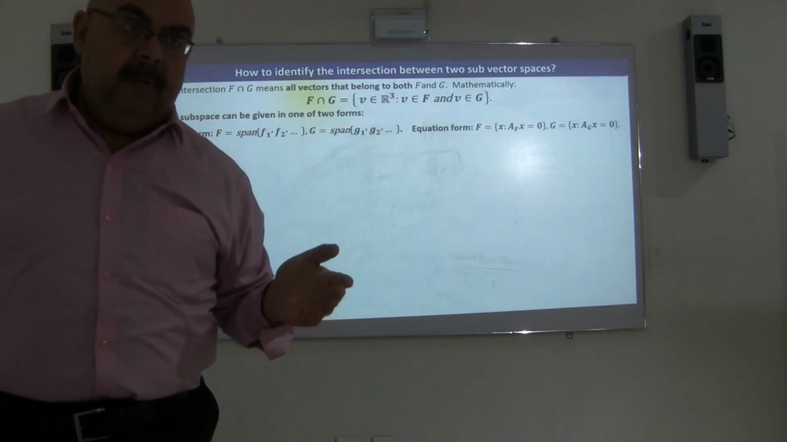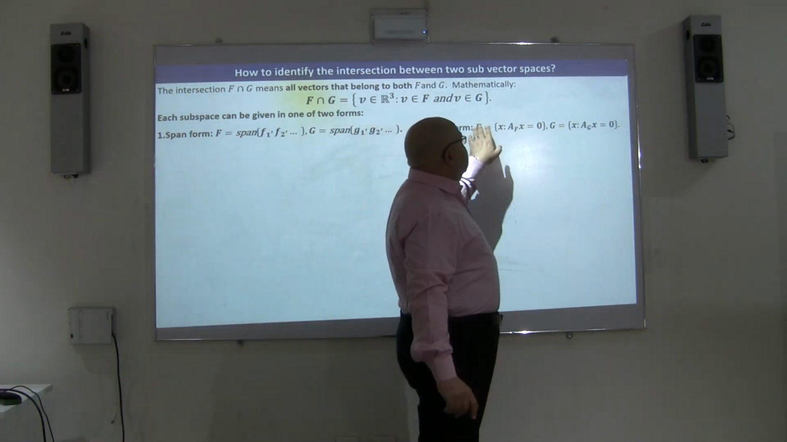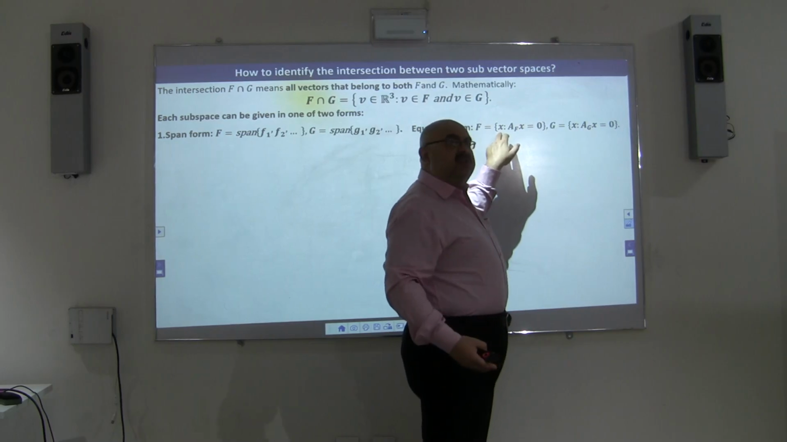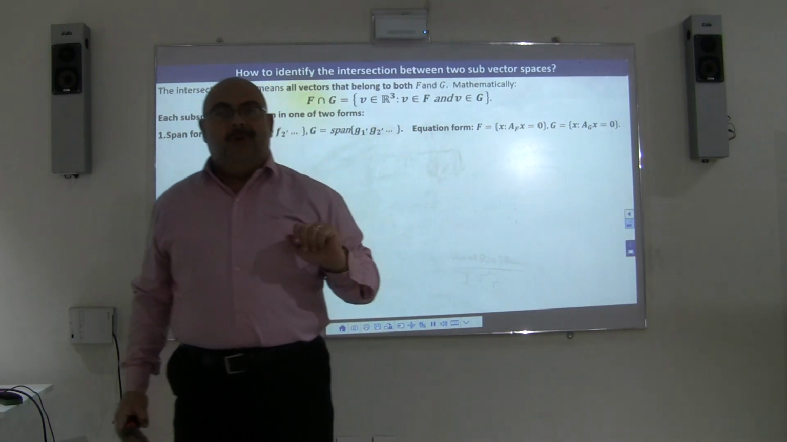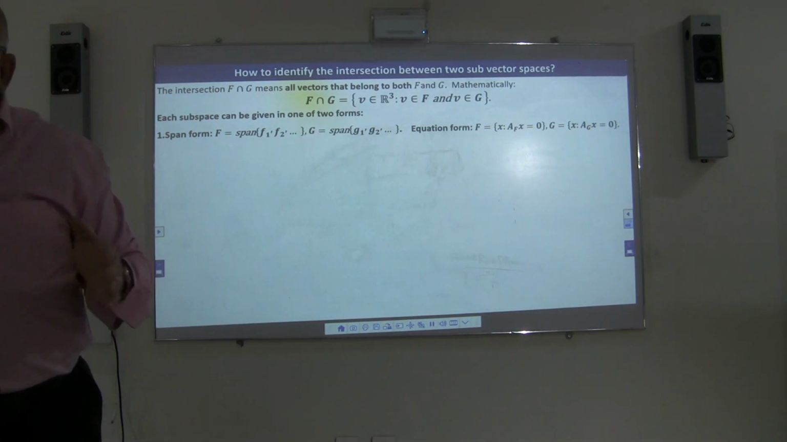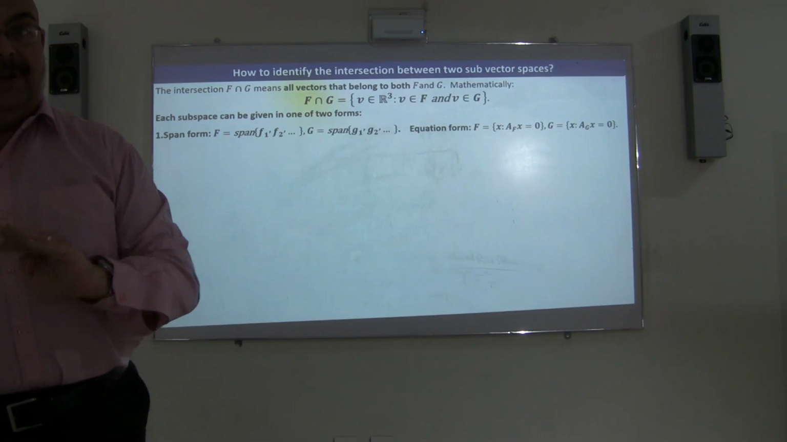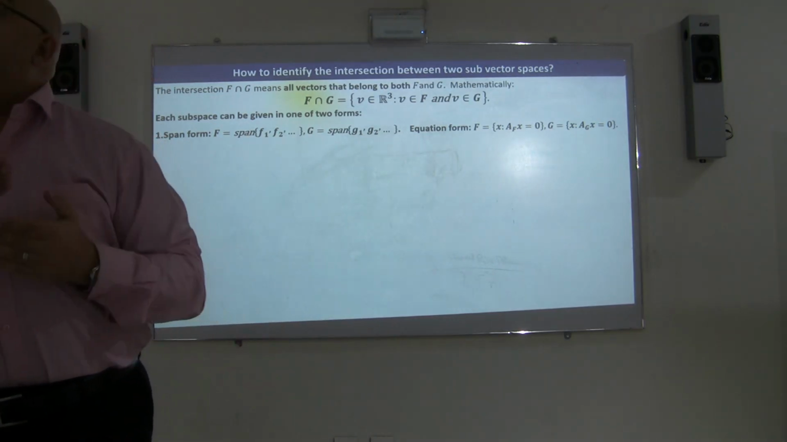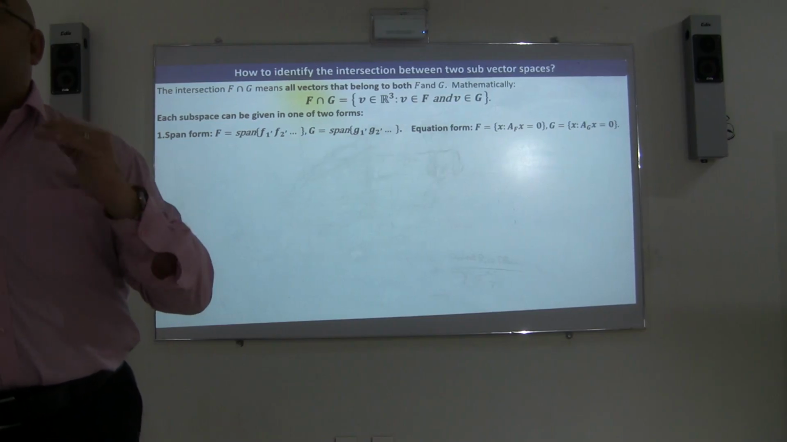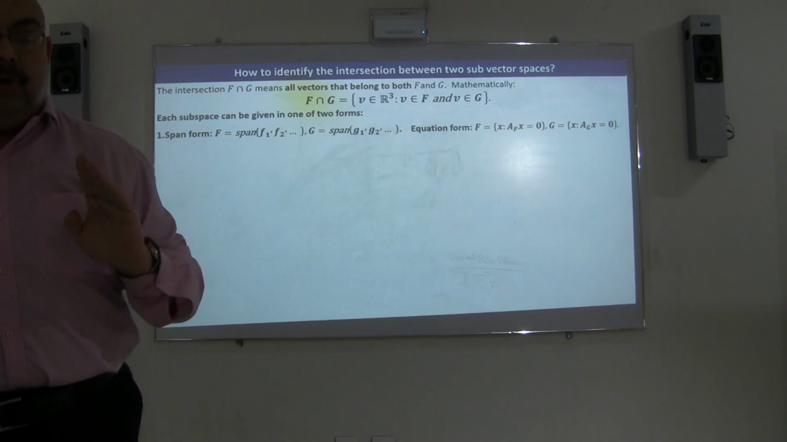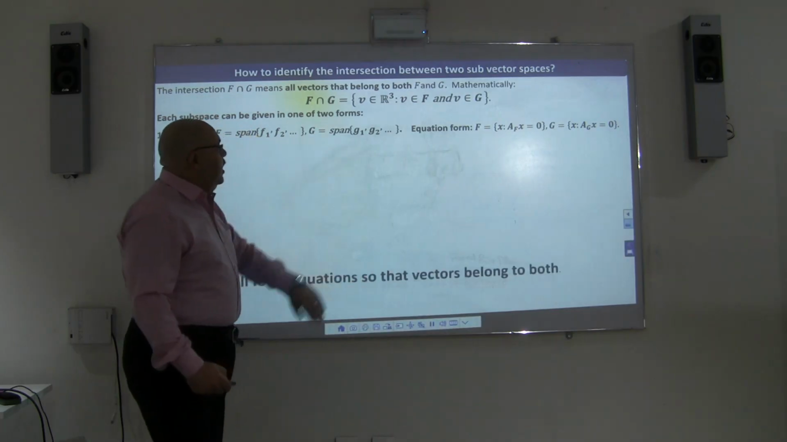That's the span form. What's the equation form? The equation form will be given to you as F of x, y, and z, if it is in three dimensions, satisfying a certain condition, like x plus y equals 0, like x plus y plus z equals 0, something like this. Of course, I can change the equation form into the span form by making a substitution and taking constant scalars, and then you will have the generators of this subvector space. So mainly, this is how it's going to be given, either by span or an equation.